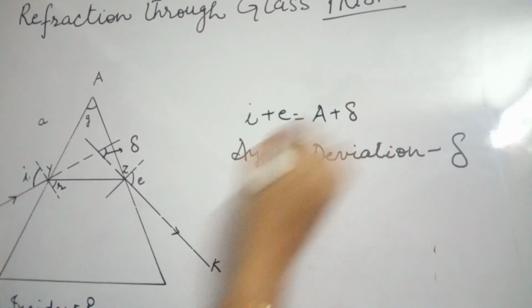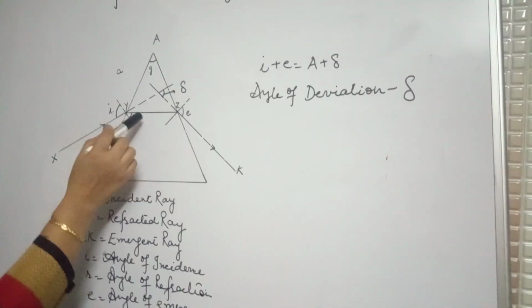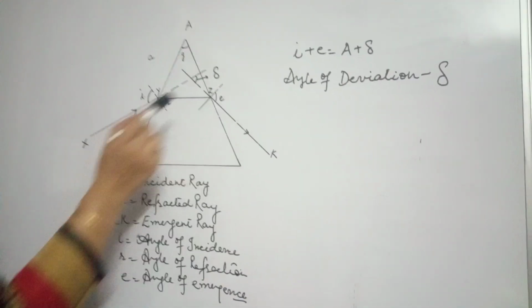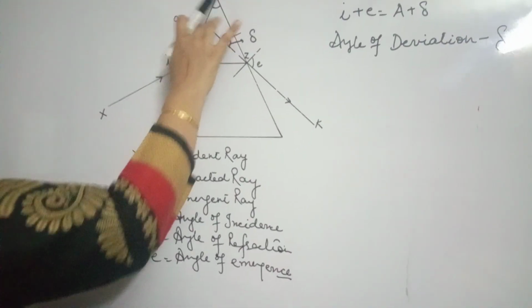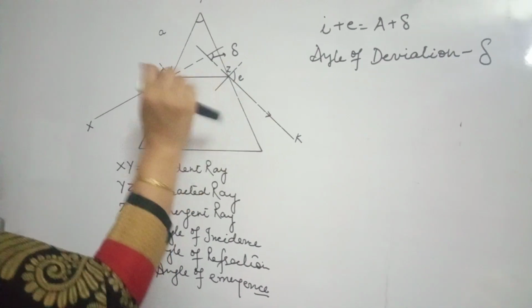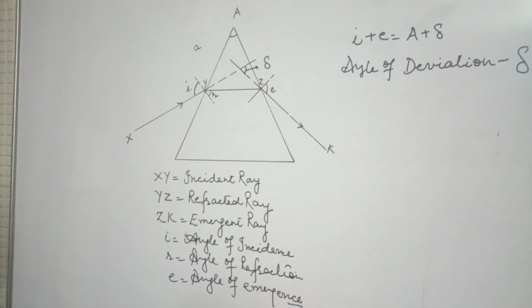When you do the experiment, suppose you consider a 30-degree angle here. After that you find this delta. We take the angle A as 60 degrees. Then the sum of these two angles, I plus E, should be equal to the sum of these two angles, A plus delta. That is experimentally proved.